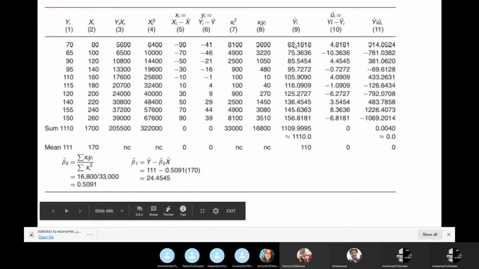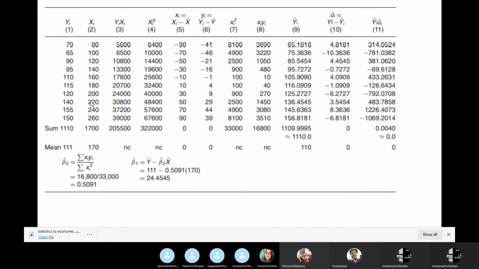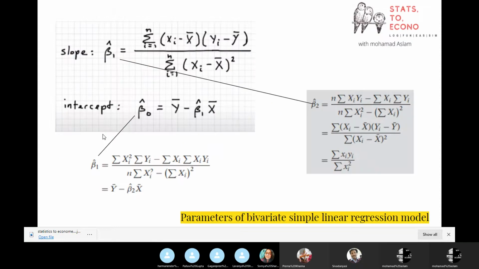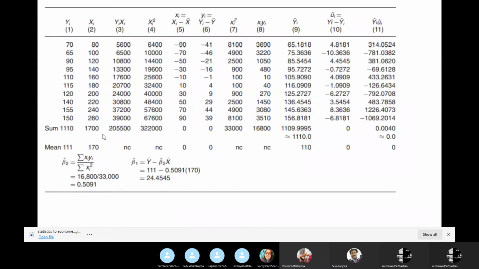And y hat is obtained when you put the x values in the regression equation, y hat equal to beta 1 hat plus beta 2 hat xi. If you put in all the x values, you will get y hat. And the actual value minus y hat is our residual term.